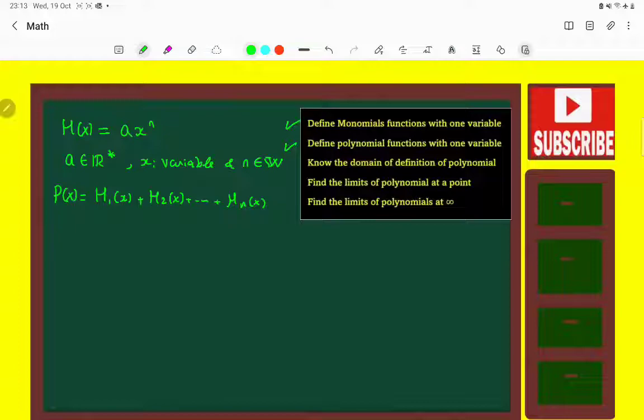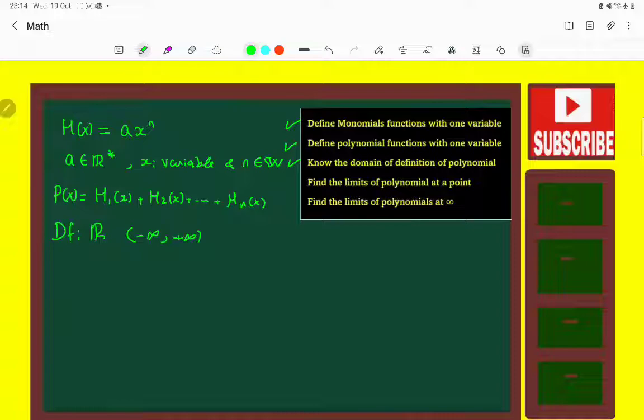Now, concerning the domain of definition of polynomials and monomials, we'll see that the domain of definition is simply the real set, in which this type of function is defined over all real numbers, and we don't have any problem with any number. Now we can move to the fourth point, in which we are going to learn how to find the limit of polynomial at a point.